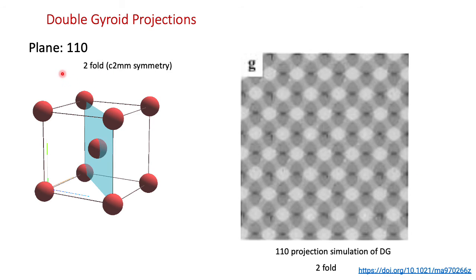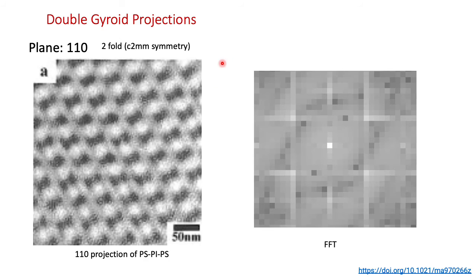The next plane is the 110 plane. This is the 110 plane in a body-centered structure, and the other figure here shows the projection of a simulated double gyroid structure. Actually, this plane has a twofold symmetry, and it belongs to what they call the c2mm symmetry space group. We can compare that to a real 110 projection of the same block copolymer used before, and the picture actually shows a twofold symmetry, and also the FFT also shows a twofold symmetry.